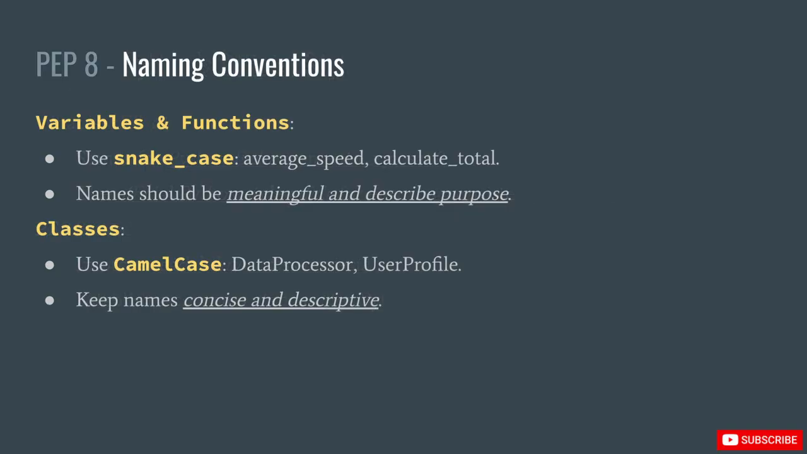PEP 8 also provides naming conventions to help make code more readable and intuitive. For variables and functions, it recommends using snake case. These names should be meaningful and clearly describe their purpose. For classes, PEP 8 suggests using camel case, keeping names concise yet descriptive. Following these conventions helps create consistent, readable code that's easier to work with.